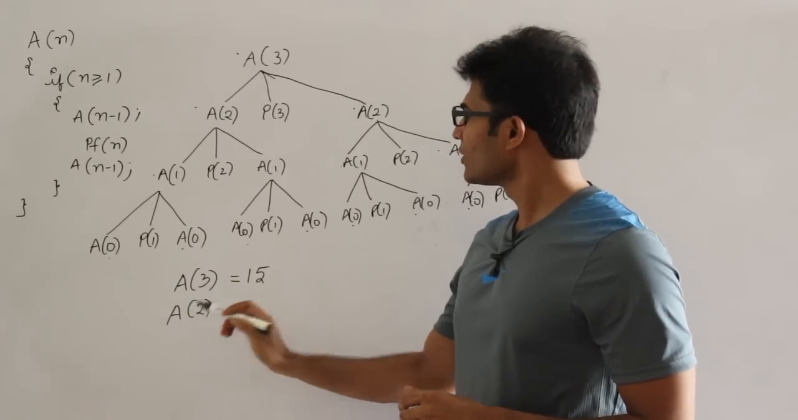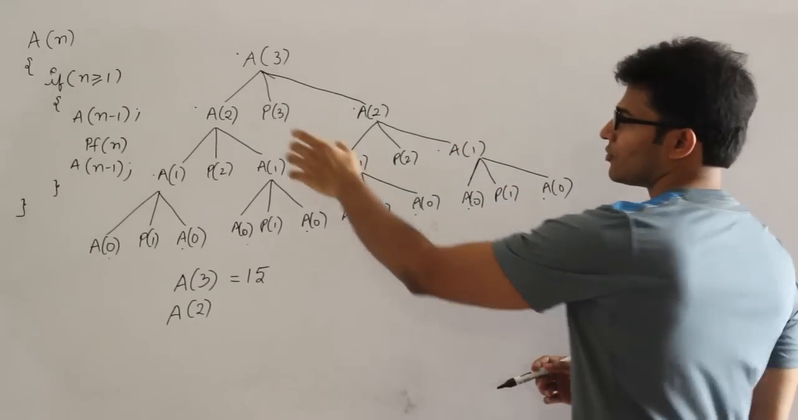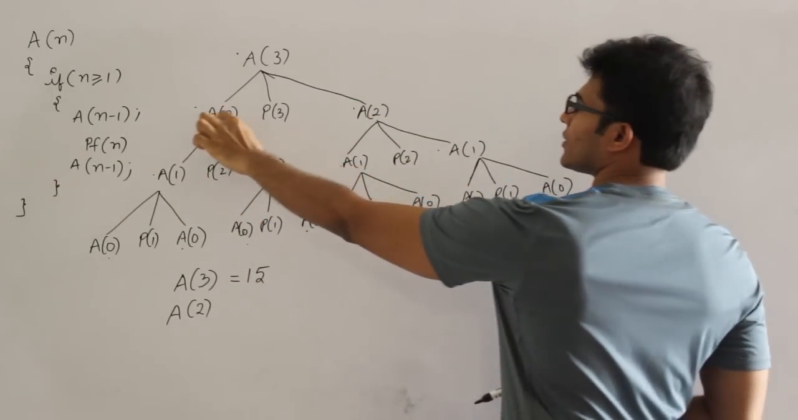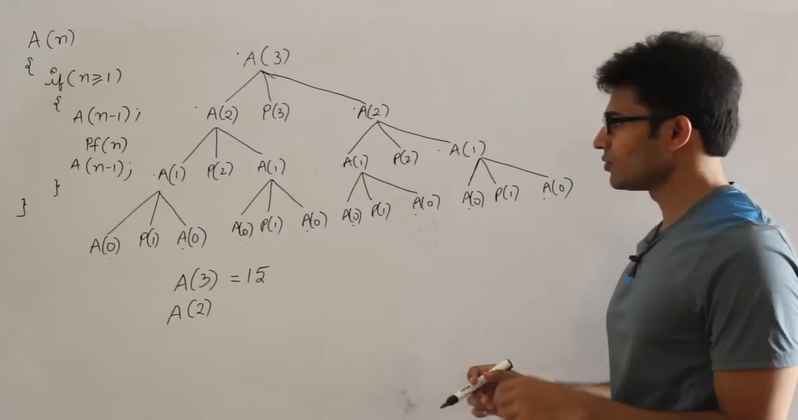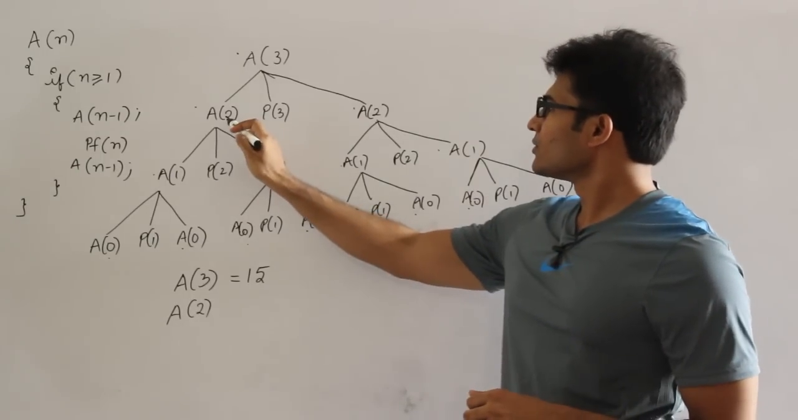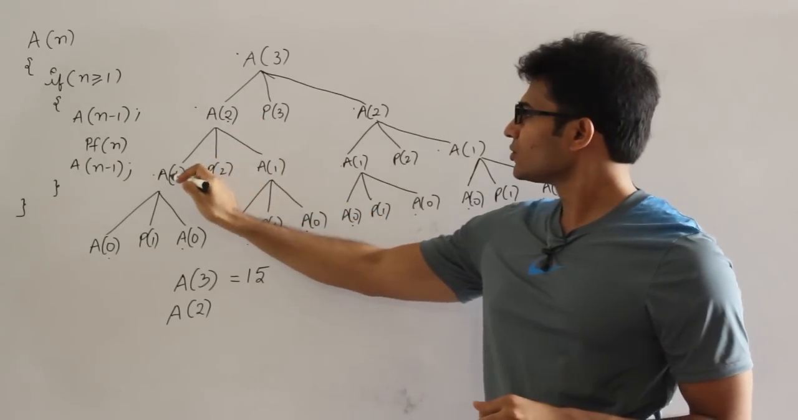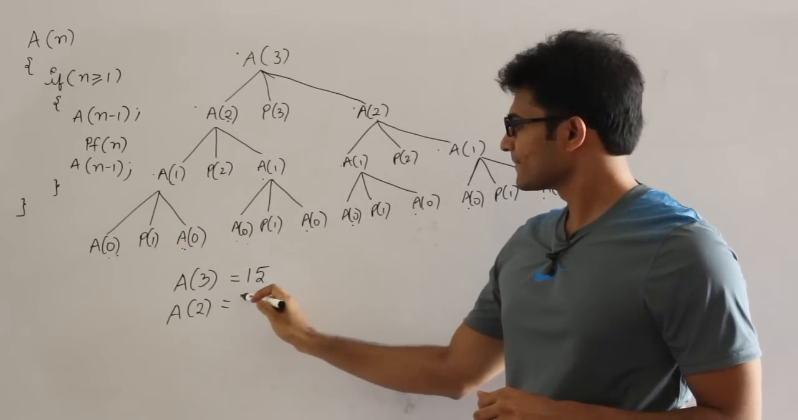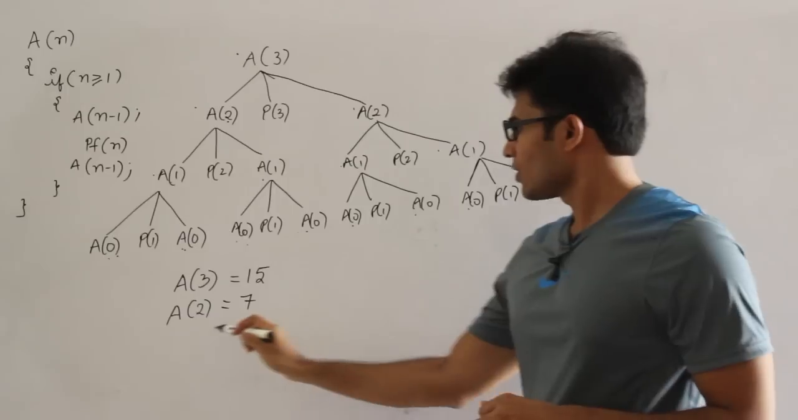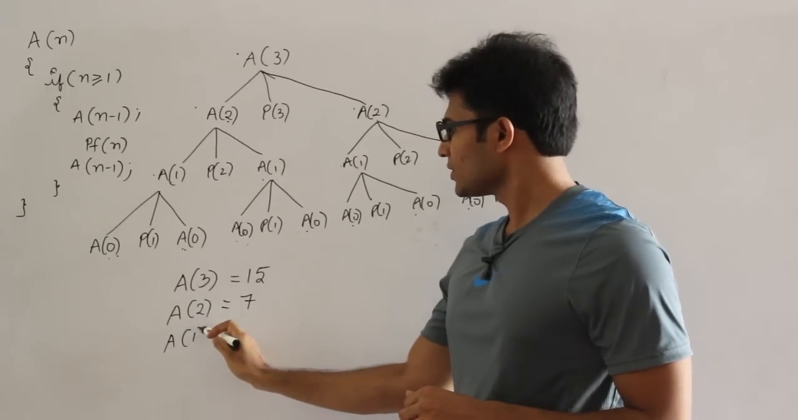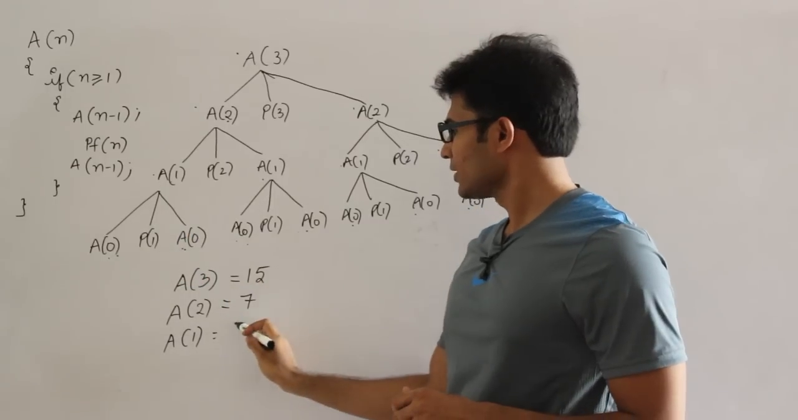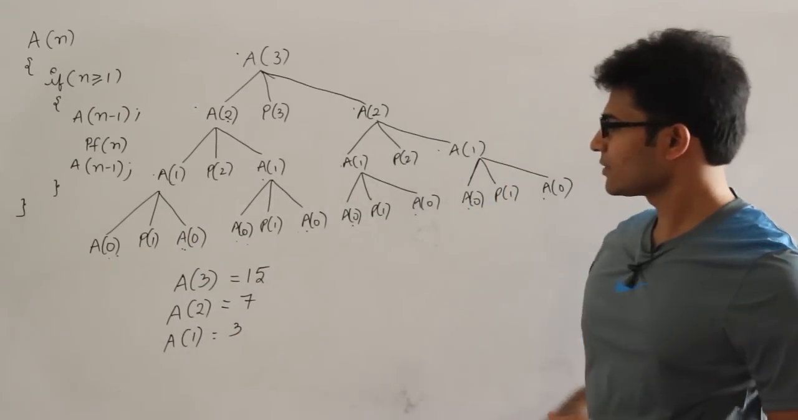If I have to solve a of 2, you can count either this subtree or this subtree, because it is starting with a of 2. In order to count a of 2, it is 1, 2, 3, 4, 5, 6, 7 times. And in order to solve a of 1, how many times a is called is 1, 2, 3, right? So you should understand some pattern here.